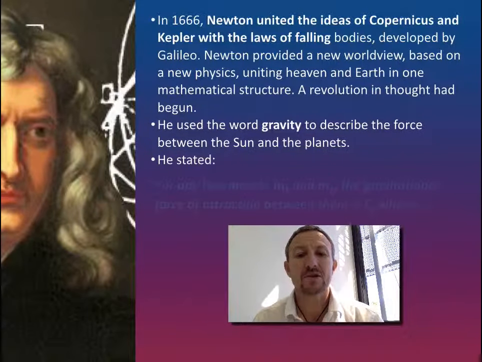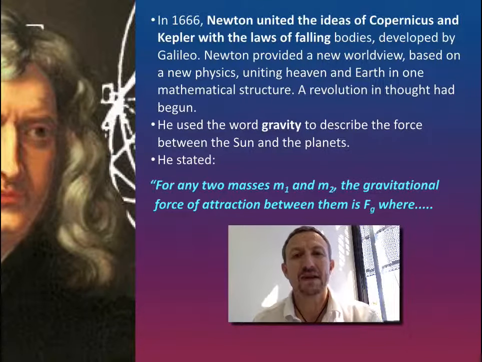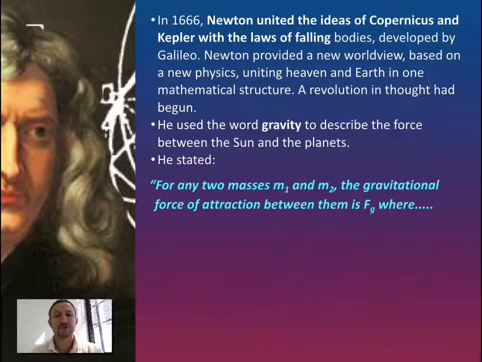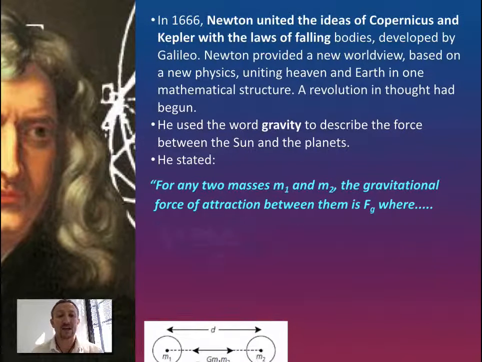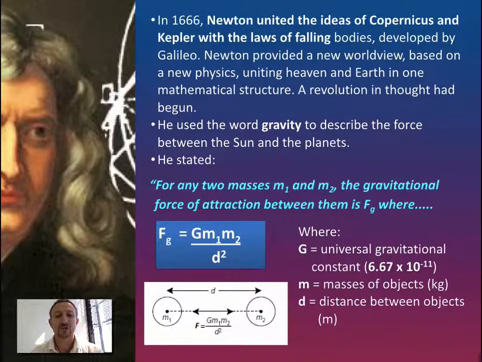From this, he produced a relationship that said for any two masses, m1 and m2, the gravitational force of attraction between them, Fg, equals G, the gravitational constant, 6.67 times 10 to the negative 11, times the first mass times the second mass, divided by the square of the distance between them. This division by the square of the distance is what we call Newton's inverse square law, which looks at the effect of the force over a certain amount of distance.